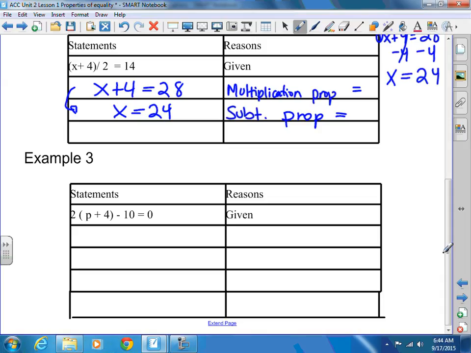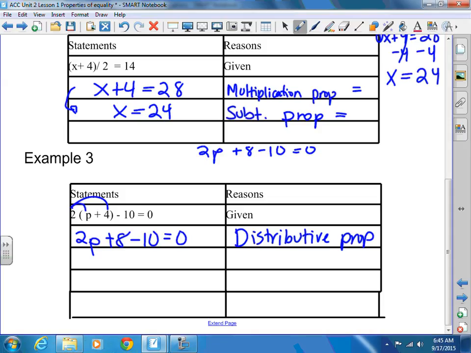So if we distribute, we would get 2 times p, which is 2p. And then 2 times positive 4, which is a positive 8, minus 10 equals 0. What property is that? Well, that's the distributive property. We're going to have to write that statement down. 2p plus 8 minus 10 equals 0. Now from here, we're going to combine like terms. 8 minus 10 gives us negative 2. And all that we did there was combine like terms.